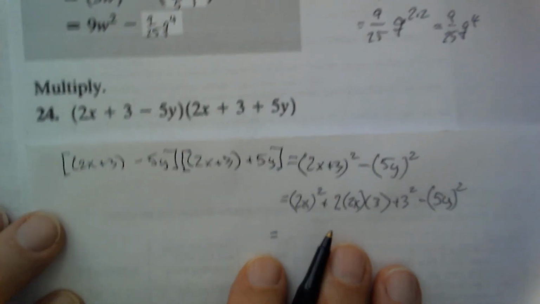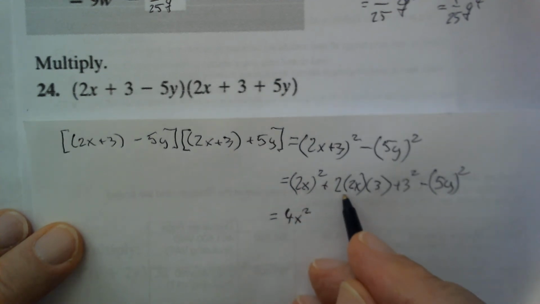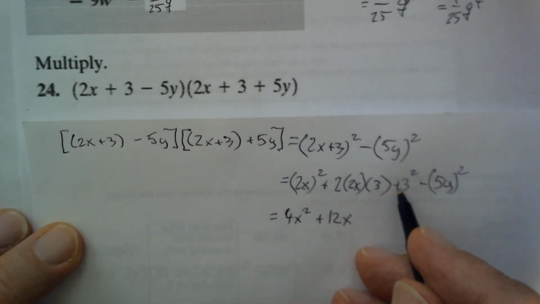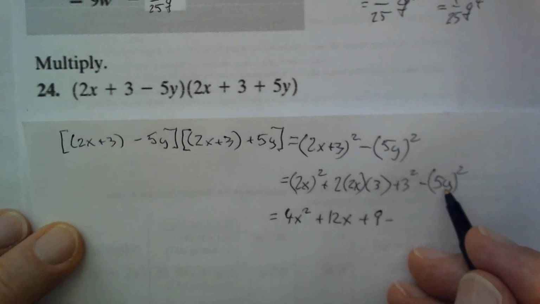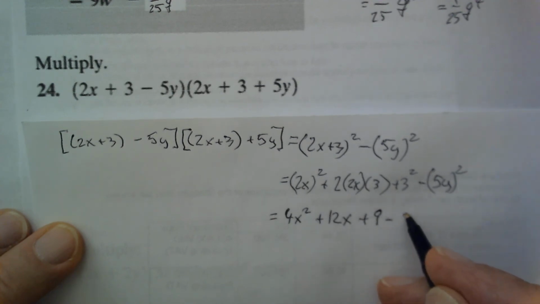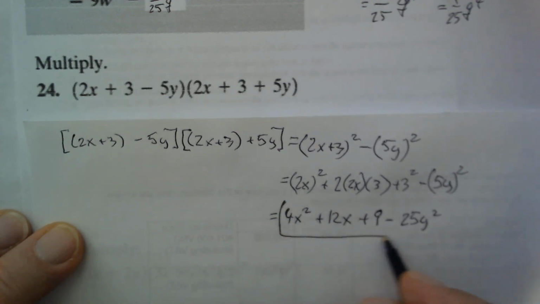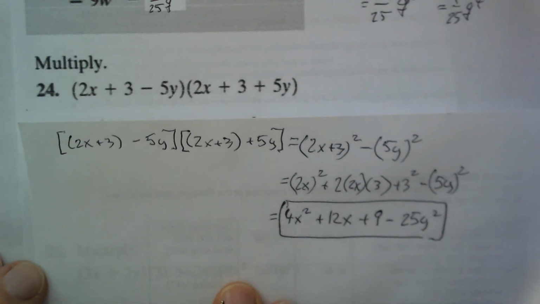Which then becomes 4x squared. And 2 times 2 is 4 times 3 is 12, 12x. And 3 squared is 9. And 5y squared is 5y times 5y, or 25y squared with a minus sign. So that one was not exactly obvious, so sometimes you have to look at it. Now you could do it differently, like we've done before, but this is certainly a faster way of getting the job done.